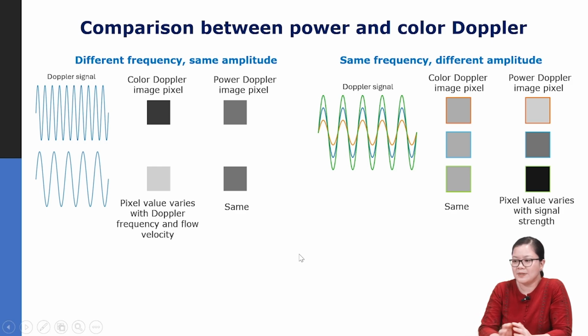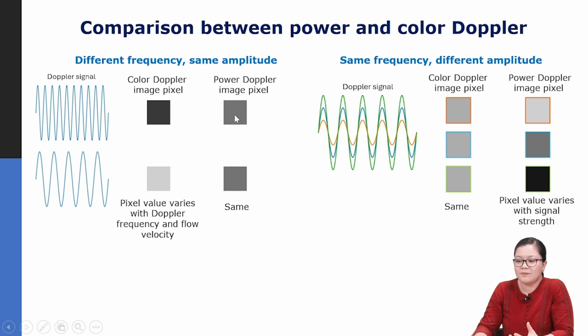Now here's a comparison between power and color Doppler. On the left here, we're going to compare Doppler signals of different frequencies and how they impact the image pixels in a color Doppler, as well as the image pixel in a power Doppler. Here on the left is a case where you have a higher frequency Doppler signal and a lower frequency Doppler signal. You can see that color Doppler is mapped based on the differences in the frequencies of the Doppler signal. And that can lead to differences in the flow velocity. So you can see the intensities of the image will change.